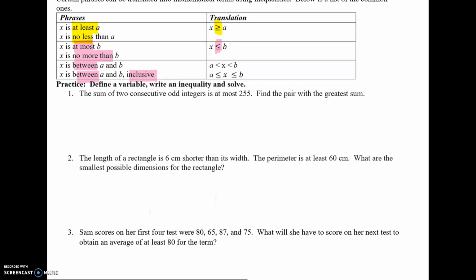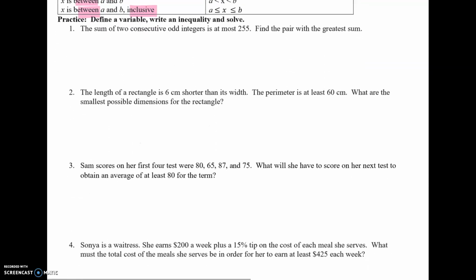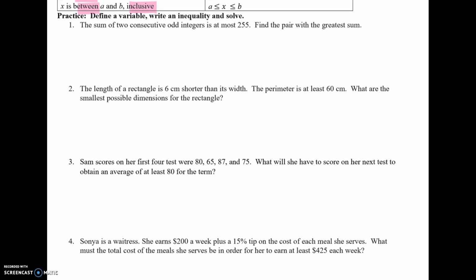So let's practice. It says define a variable, write an inequality, and solve. The sum of two consecutive odd integers is at most 255. Find the pair with the greatest sum.